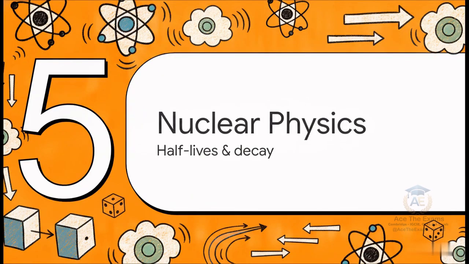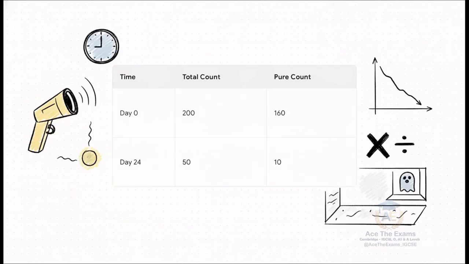We've made it to the final boss, Section 5, Unlocking Nuclear Physics, Half-Lives and Radioactive Decay. The very word nuclear makes people nervous, but I assure you it is just about following a few highly predictable, logical rules. It's essentially a game of probability and atomic math. Let's look at one of the most common ways this is tested.